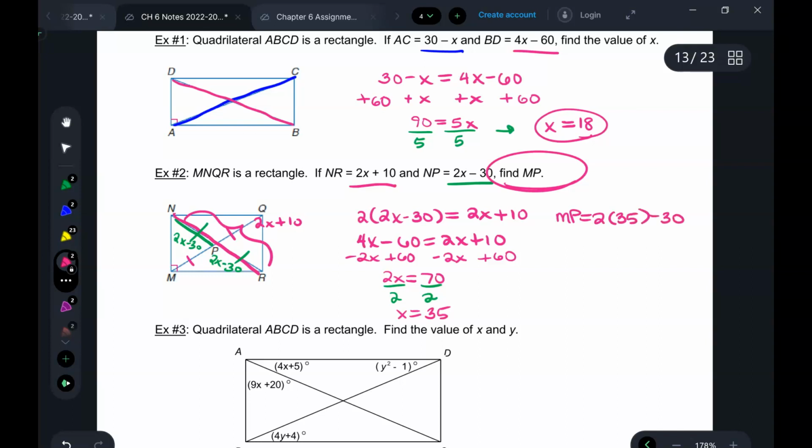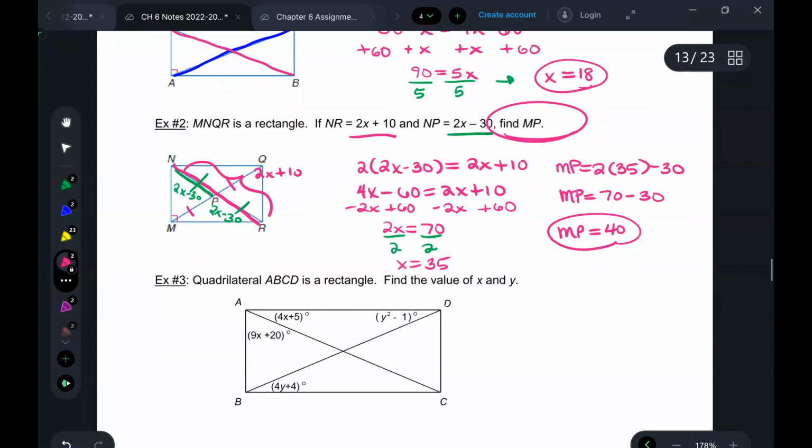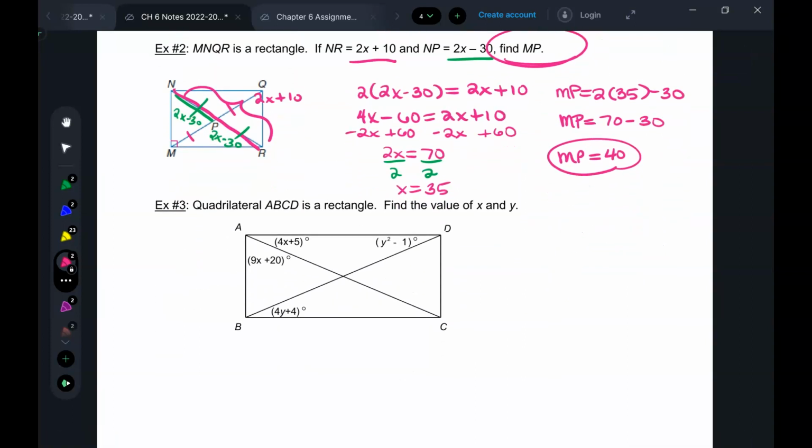Right, so we could plug it into... So it's 40? 40, yeah. Wait a minute. Oh, yeah, 70 minus 30. So we get MP is 40.